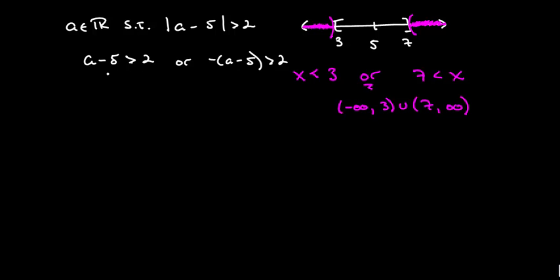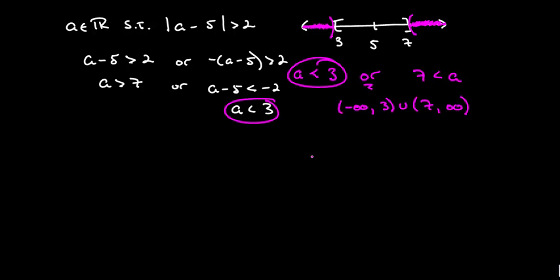So let's work this out. If we add 5 to both sides here, we have a is greater than 7. And if we multiply both sides by negative 1, we get a minus 5 is less than negative 2. And adding 5 to both sides gives me a is less than 3. I put x here. I should have been putting a. Let me erase that. If you didn't notice it, shame on you. Okay, and shame on me for not putting it. So there we go. So I want you to notice that a is less than 3 and a is greater than 7.